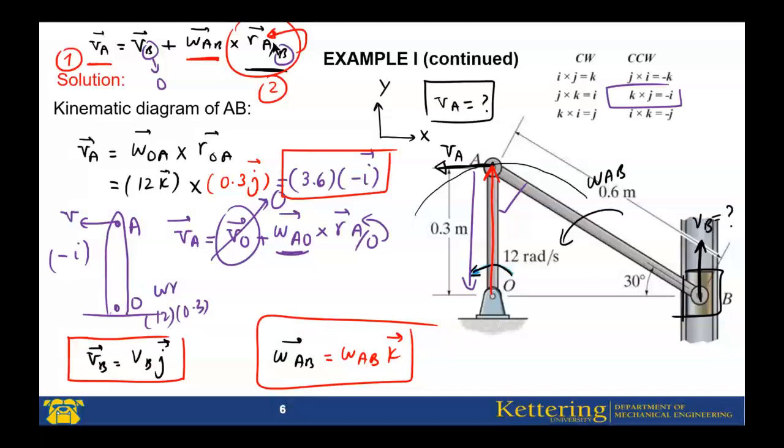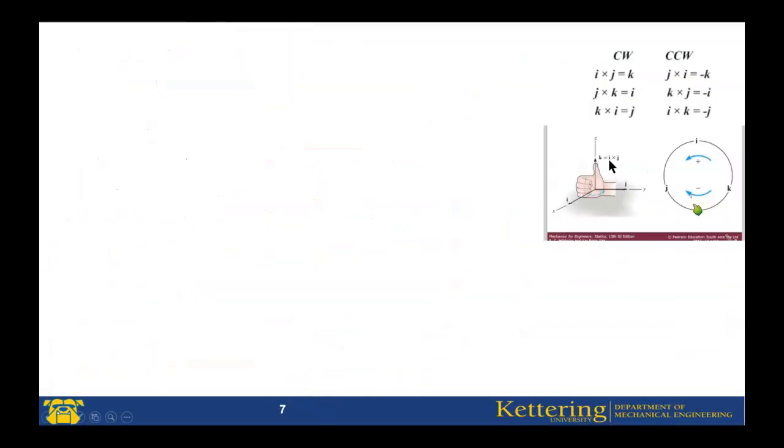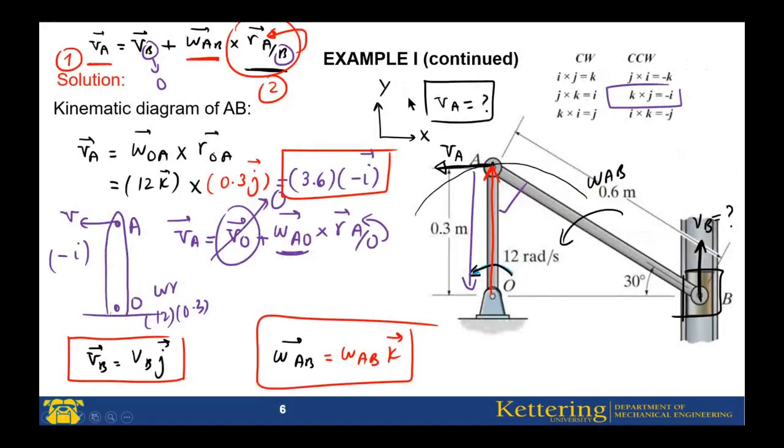Now to write the RA with respect to B, I will move to this slide. Let me just write. RA with respect to B means that B wants to go to the A position. This is RA with respect to B, or this vector. The length of this vector is 0.6. The angle with the horizontal one is 30 degrees.